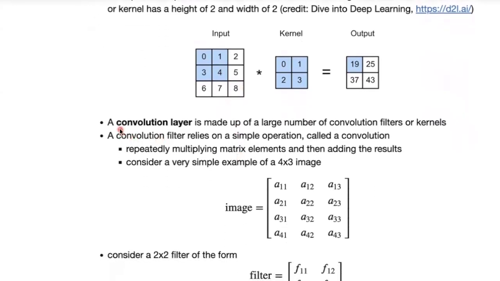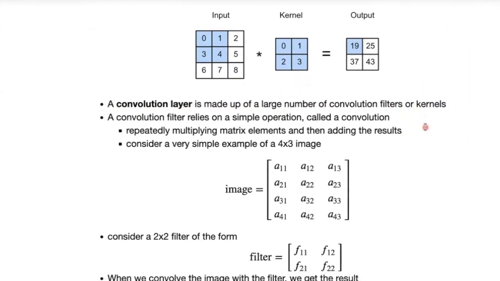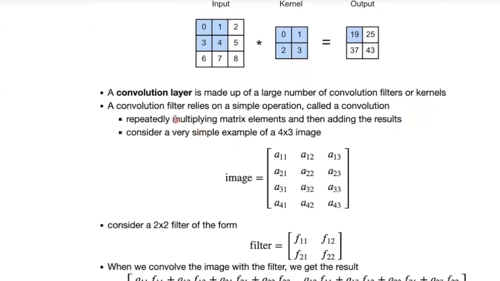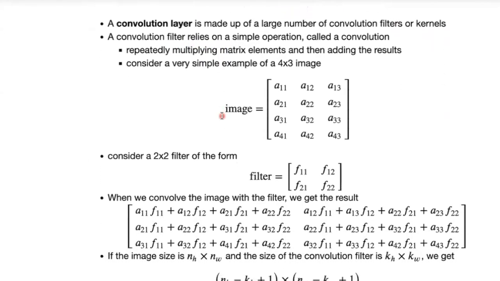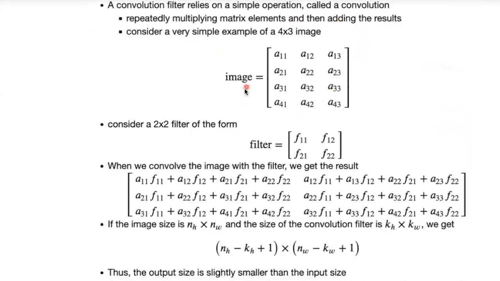And in general, a convolutional layer is made up of a large number of convolutional filters or kernels. And a convolutional filter, as we just mentioned, relies on very simple operations. So you do multiplication and then addition. And here you can look at some kind of general formula, right?